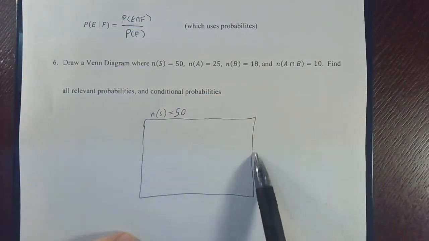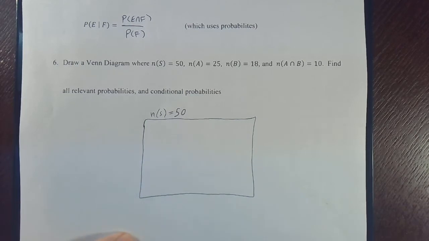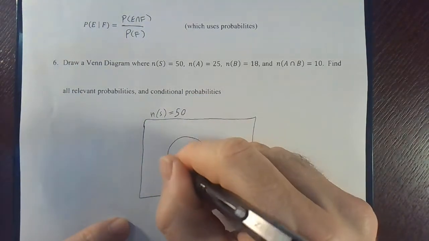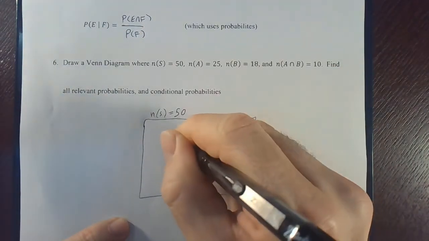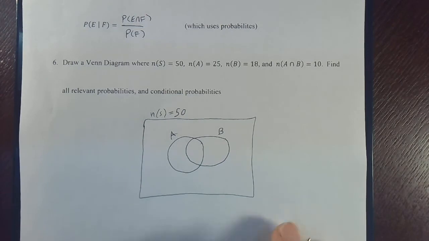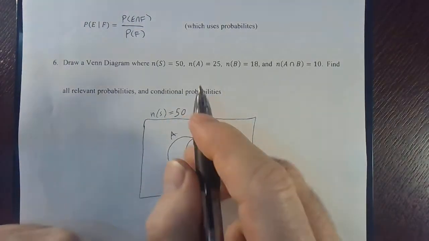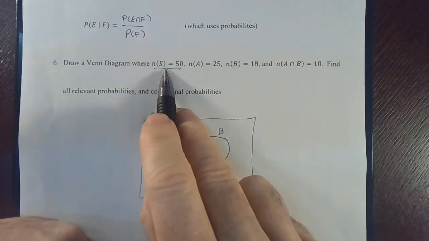So how many elements are going to be inside this rectangle? 50. And now we'll draw the two overlapping circles, capital A and capital B. And yes, I realize those aren't very good circles, but they don't need to be. All right, so we've taken care of that. We've written this, that we know the rectangle has 50 elements in it.